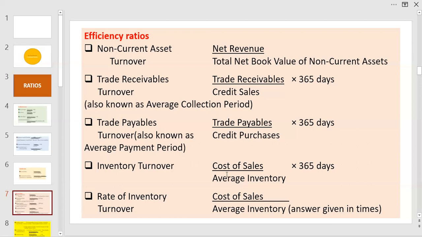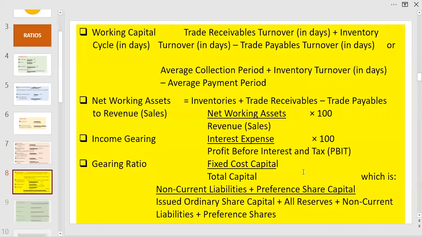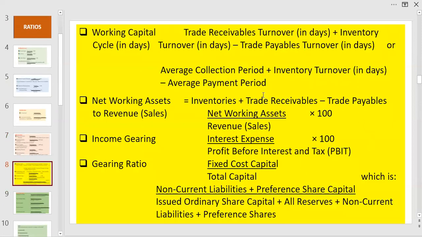Next, rate of inventory to turnover ratio is cost of sales divided by average inventory. If this is multiplied by 365 days in the year, it will give the residence time or stock holding period of the inventory. Next is working capital cycle in days. Inventory or stock holding period in days plus trade receivable period in days minus trade payable period in days will give the average working capital cycle in days.